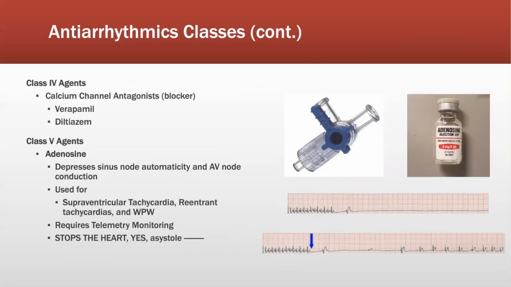Moving on to class 4 agents. These are your calcium channel antagonists or blockers. This is your diltiazem or your Cardizem. Moving on to class 5 agents. This is adenosine. This is a really interesting medication, so I wanted to give a little bit more detail on this one. It depresses the sinus node and AV node conduction. It is used for SVT or reentrant tachycardias and WPW, also known as Wolff-Parkinson-White syndrome. This definitely requires telemetry monitoring, and this does stop the heart.